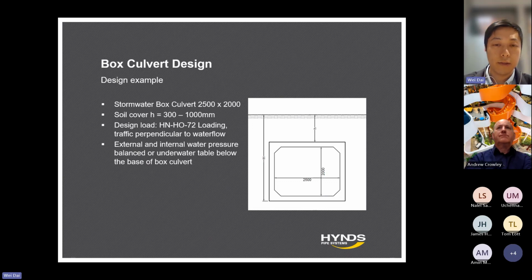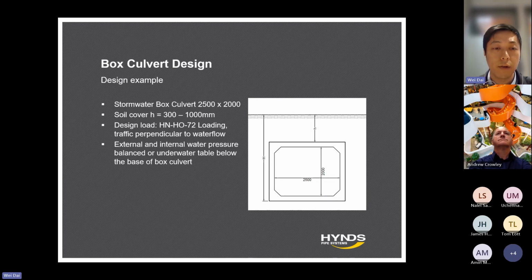Box culvert design example. So we are looking at a stormwater box culvert of a size of 2,500 mm in width and 2,000 mm in height. The soil cover over the box culvert ranges from 300 mm to 1,000 mm, and design load is HN-HO-72 loading with the traffic perpendicular to the water flow, or the longitudinal direction of the box culvert.